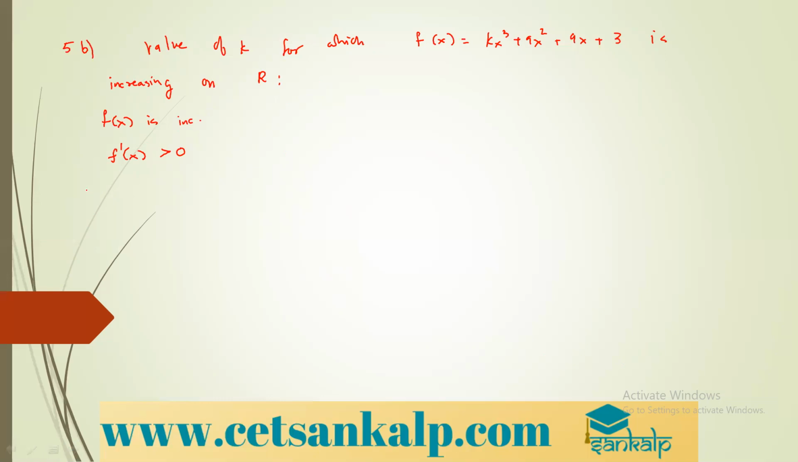So the derivative of the function: k is a constant. X cube's derivative is 3x square. 9 is a constant, x square's derivative is 2x. Again, 9 is a constant, x derivative is 1 and derivative of 3 is 0. So it has to be greater than 0. 3kx squared plus 18x plus 9 has to be greater than 0. Kx squared plus 6x plus 3 has to be greater than 0.